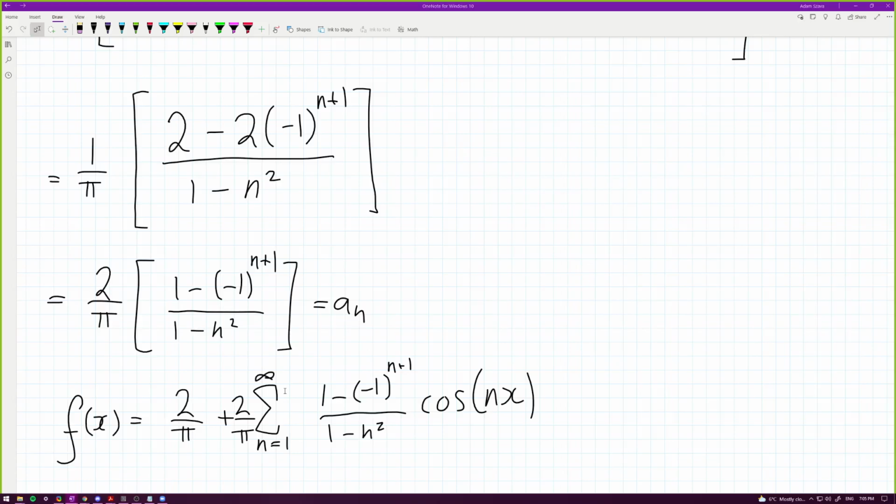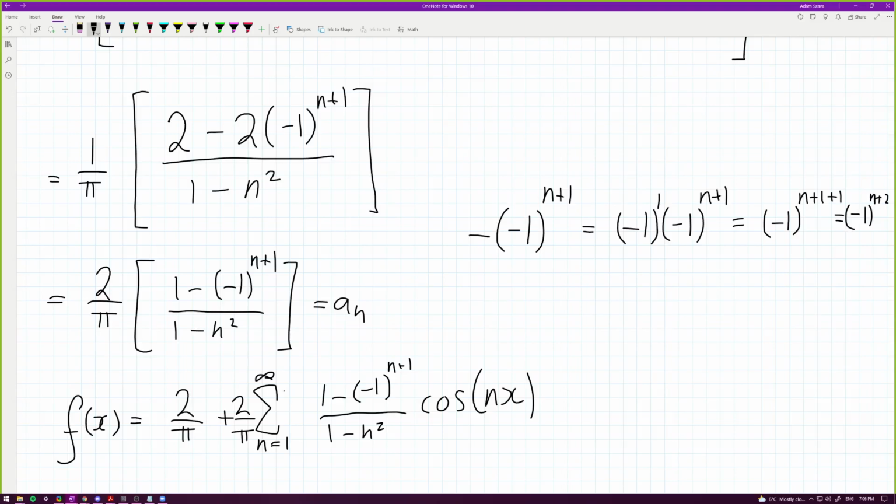Because it doesn't -1 simplify to -1 to the n? It's going to be -1 times -1, so -1 to the n plus 1, which is going to be -1 to the n plus 1 plus 1. It's going to be -1 to the n plus 2. So you can write that.